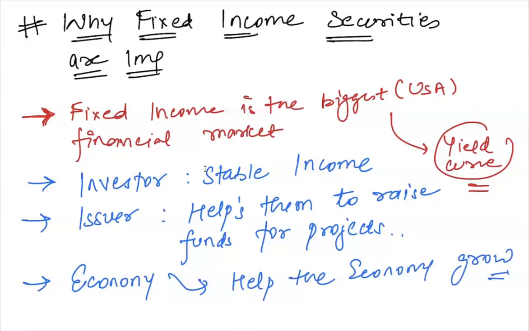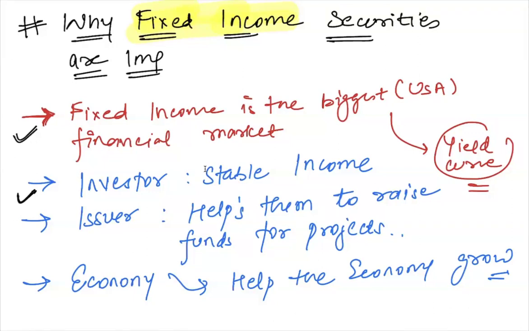Okay, but just to make sure you understand this, fixed income is the biggest financial market in the US, and we all know that all the economies are interconnected. So that's why studying fixed income becomes very important. From an investor's point of view, it helps us get a stable income, and that's why the name is fixed income, which is a stable income. We know the amount of income we will get if we buy these securities.